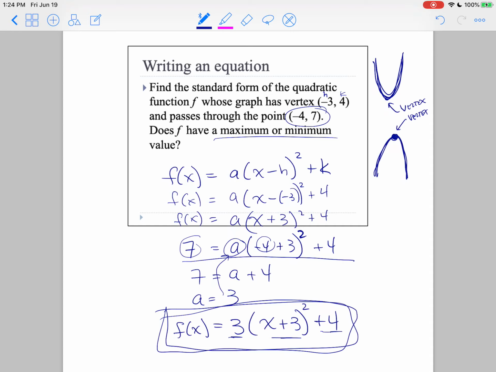And so in this case, the maximum value is not in play. There is no maximum, because this opens up, which I can tell from my a value here. It opens up, and so we would have a minimum value, and that minimum value is actually this one here, 4, because the value that they're talking about is the output. So the minimum value is 4, and it happens when x is equal to -3.